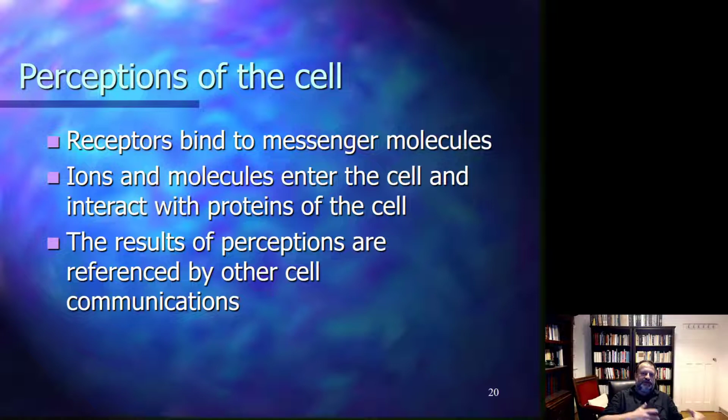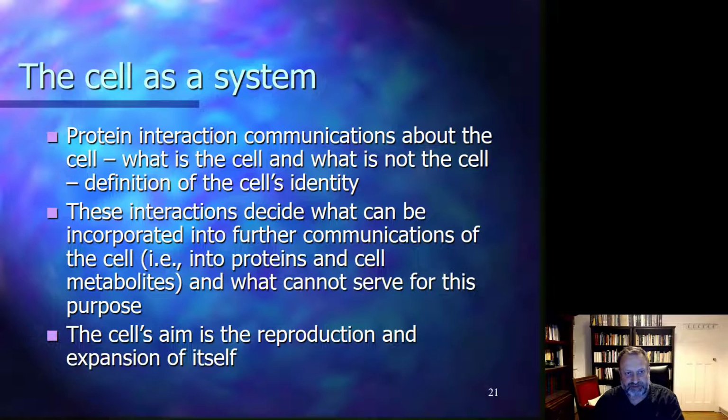So in this way, these perceptions of the cell get referenced by communications within the cell. Effectively, we already put it together that the cell can be seen as a system of protein interactions, where the protein interactions are seen as the communications. And these communications are essentially about defining what is the cell and what is not the cell.